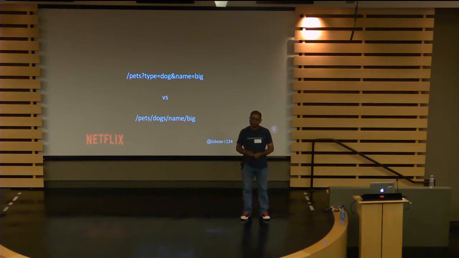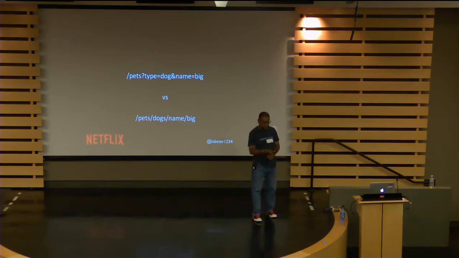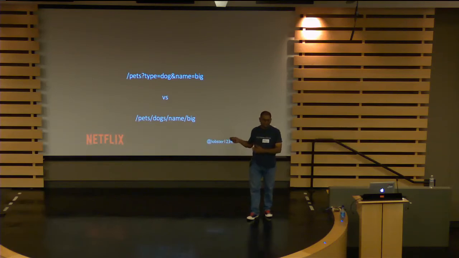So, for example, in this case, pets, type equals dog and name equals Big. What do you think it's going to give me? It's going to give me all the pets which are dogs and have the name Big, right? We have a puppy here at Netflix. His name is Big, so I'm going to give him a little shout out here. Versus if you look at the second URL, I have pets, which is a collection. Within pets, dogs, which is another collection.